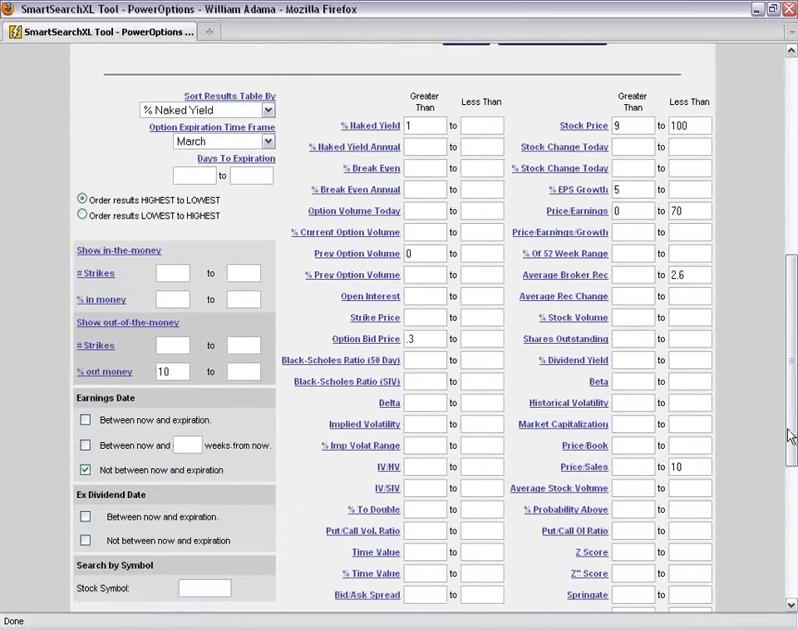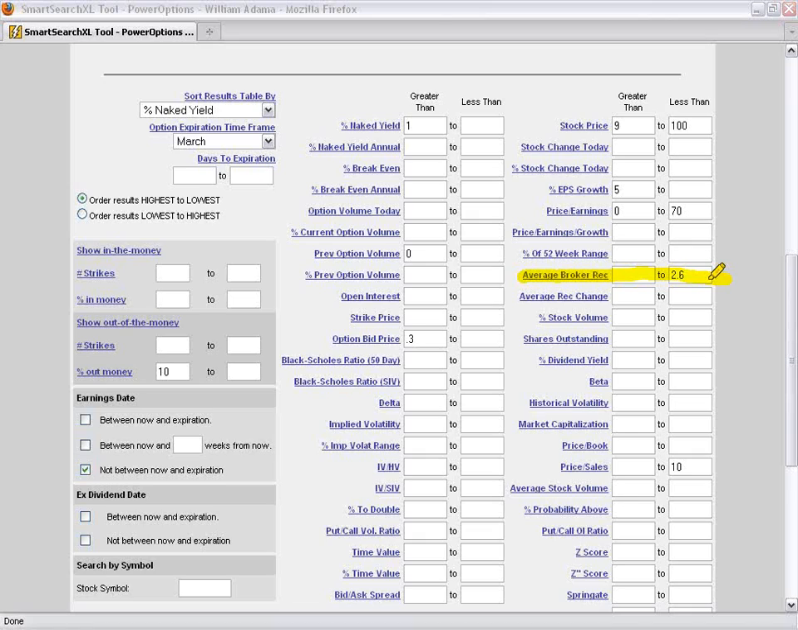All right. Now, what John is referring to, in every strategy, you'll have a choice here for the average broker recommendation. This isn't the Zacks rating. It's a Zacks scale based on the broker recommendation. Now, what I'm screening for here in this particular default search in the naked put menu is an average broker recommendation of less than 2.6. That's an odd number. And why am I looking for things with a low rating?